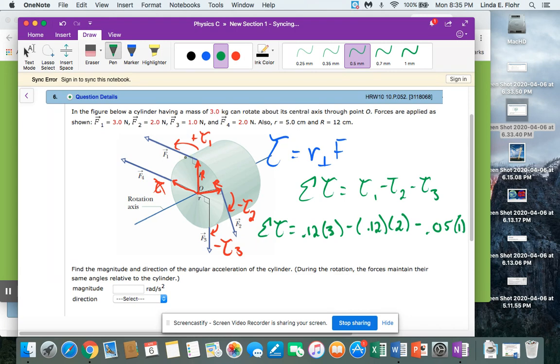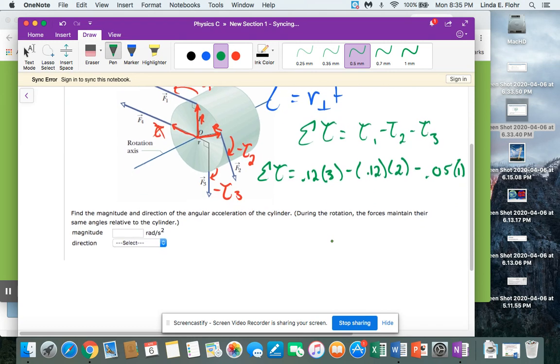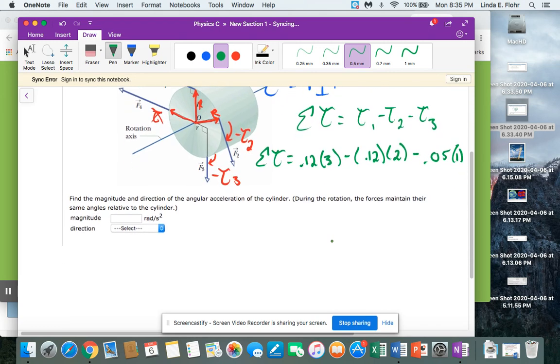Then I go through and I kind of pretend like I'm pulling on each of these forces as if it was a string wrapped around this disc, and I think about which way this would spin. So I have a positive torque 1, remember counterclockwise is positive, clockwise is negative, minus torque 2, minus torque 3. Then it's really a matter of just going through the problem and taking the radius that they give you times the force of pull.